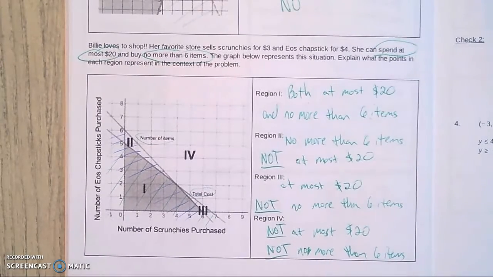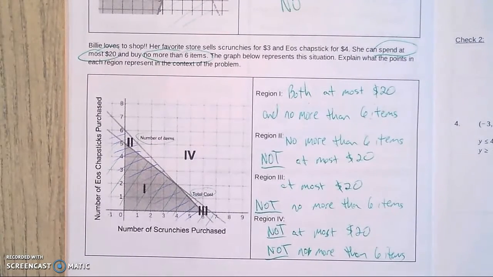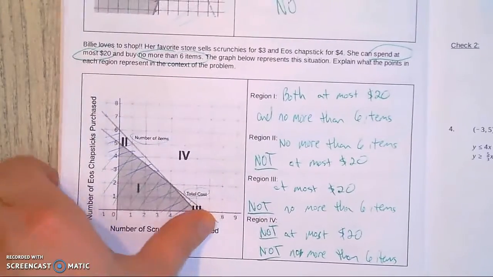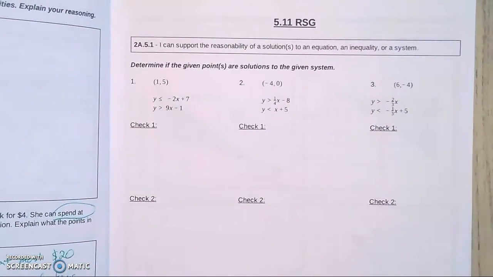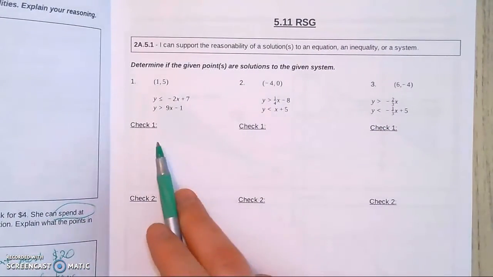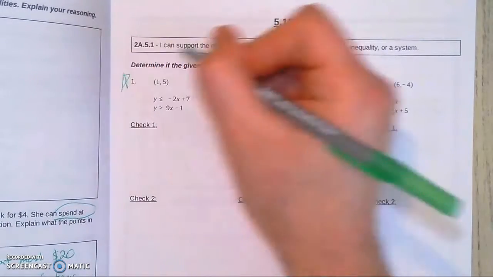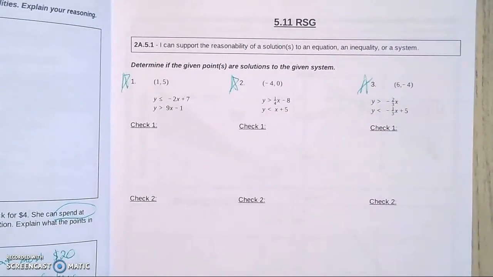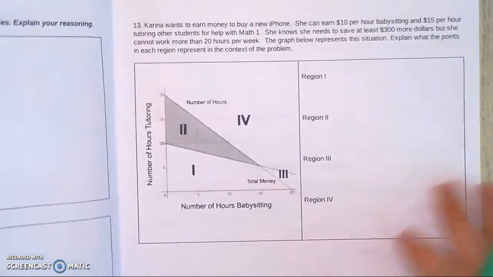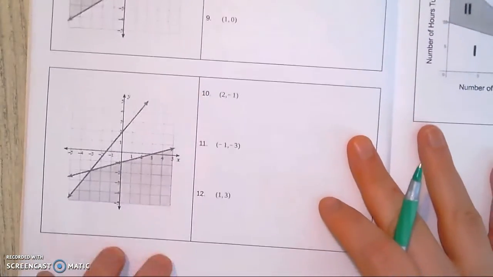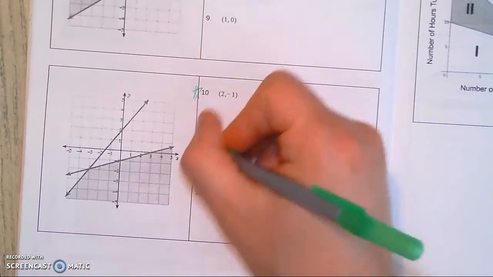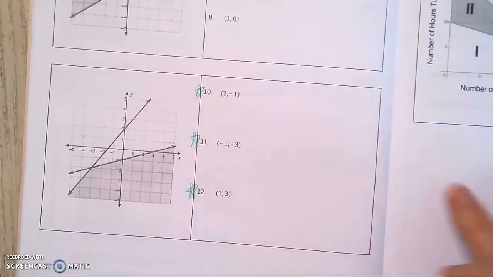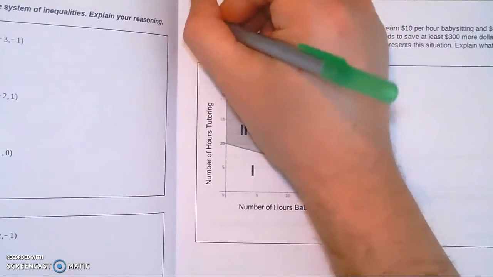All right, so that's all for our 5.11 notes. Now today you're moving on. You're also working on your 5.11 RSG, but only a few problems. You're working on numbers 1 through 3. So just 1, 2, 3, and then you're skipping ahead, and you're doing the last few problems. You're doing numbers 10, 11, 12, as well as over here number 13.